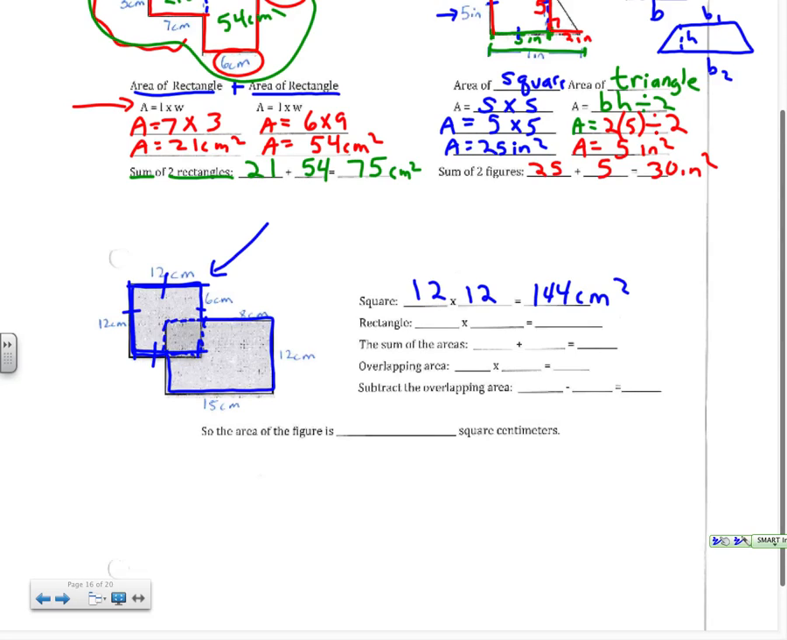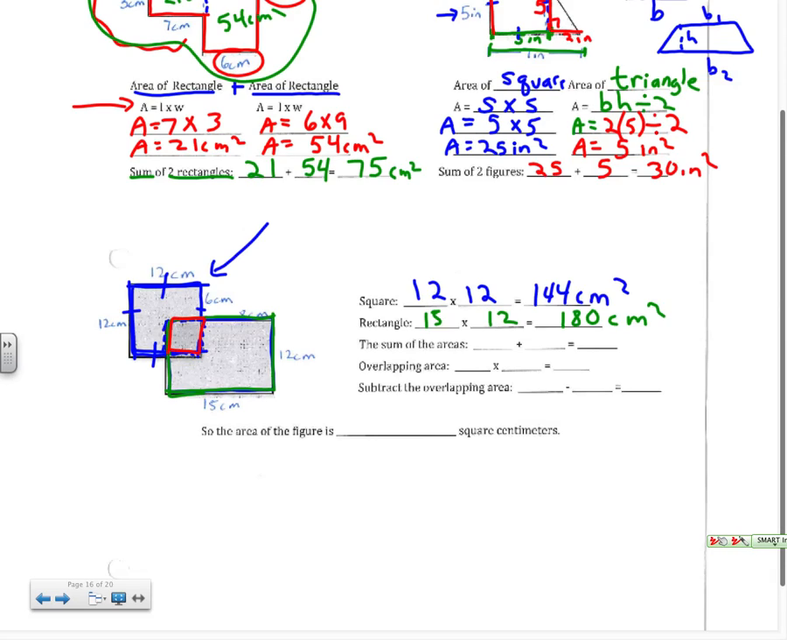Now I'm going to look at the rectangle shape. I can see that the length is 15 and the width is 12. So 15 times 12 is 180 centimeters squared. So I have both the rectangle and the square together, but I actually need to take this center part out because I've already counted it.